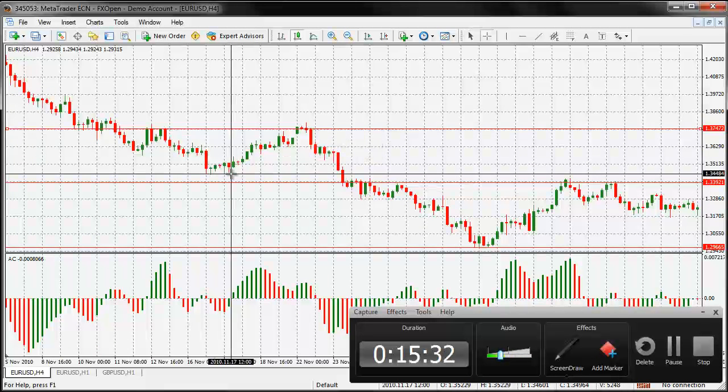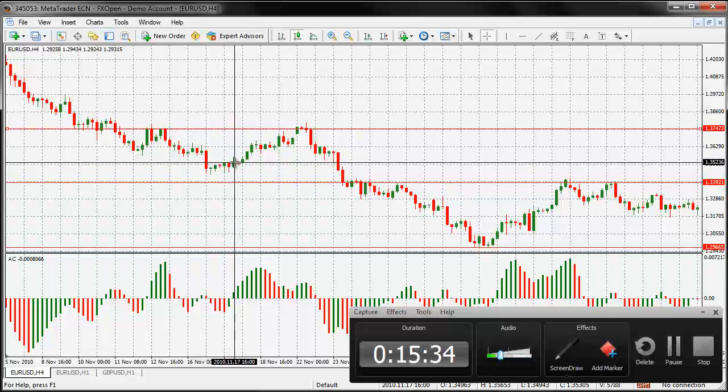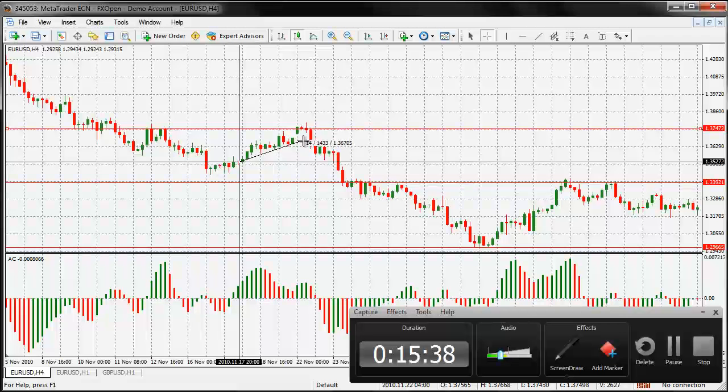So let's take a look at the pip gain that we could have possibly gained from this. So we've been on this bar here, and we would have got out for 218 pips in 13 times 4, which is 52 hours. So 52 hours is basically 2.5 days. That is how long I typically have a trade open for.